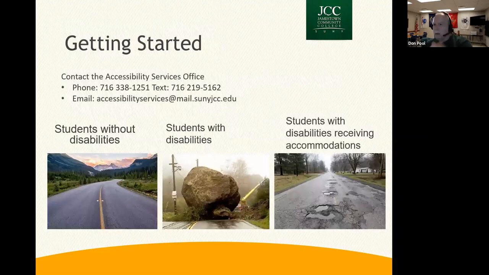So to get started, all you need to do is contact the Accessibility Services office. You can give us a call at 716-338-1251. You can text us at 716-219-5162. Or you can email accessibilityservices@mail.sunyjcc.edu. We'll get together, we'll discuss what barriers you may have to your education because of a disability, and we'll put in place the proper accommodations to help you overcome those barriers.